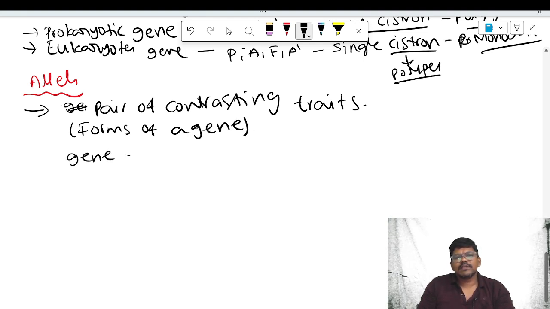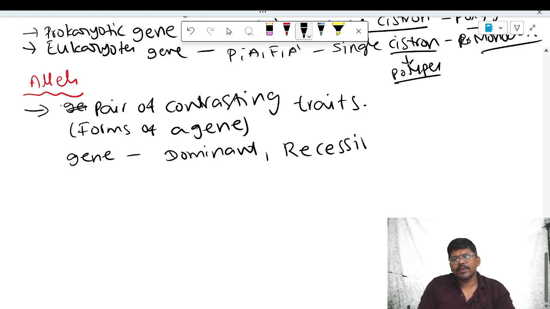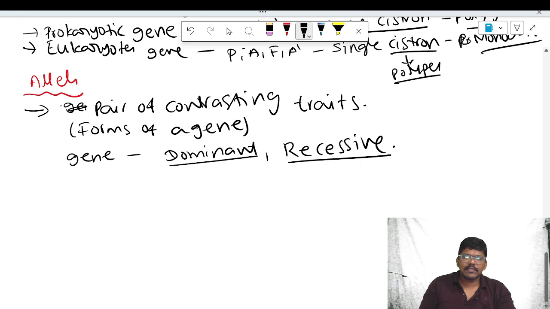Mostly, each gene contains two alleles. That is, both dominant, or both recessive, or one recessive and one dominant. A gene contains two alleles, a dominant allele and a recessive allele. That is about alleles. For example, there is a gene which contains two alleles: the dominant allele is capital A, the recessive allele is small a. Next, what is the dominant allele?